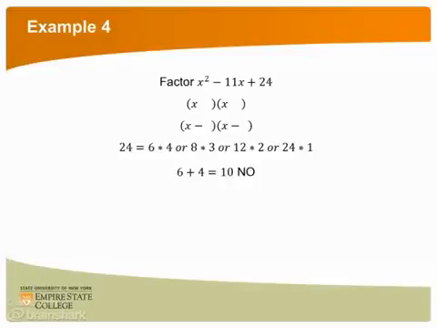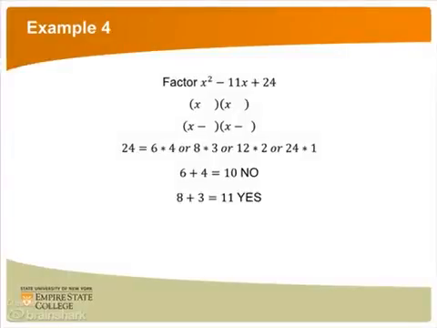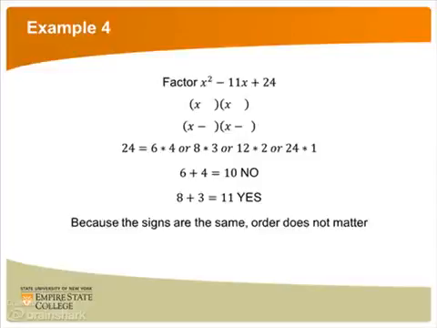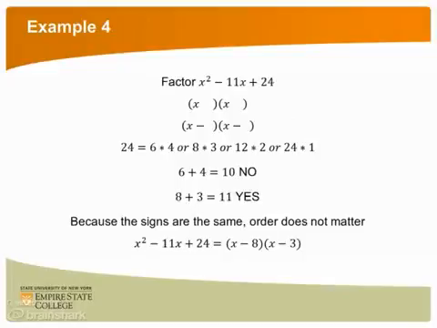Because the problem had plus 24, we add the factor pairs. 6 plus 4 equals 10, but we were looking for 11. 8 plus 3 gives us the 11 we want. Since we have minus signs in both parentheses, the order we insert the factors does not matter. So when we factor x squared minus 11x plus 24, we get x minus 8 times x minus 3.